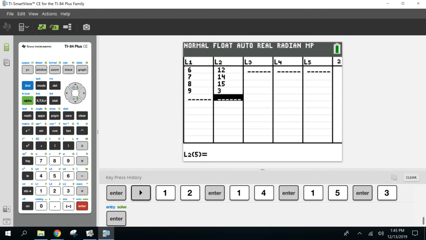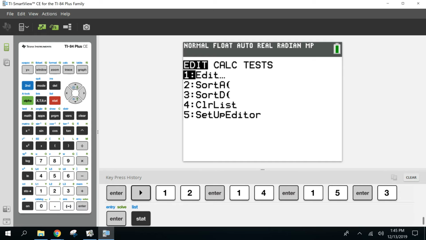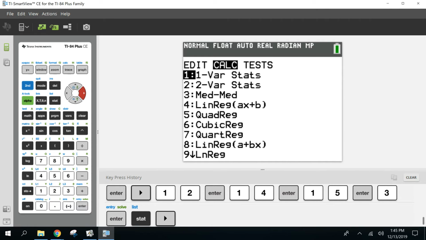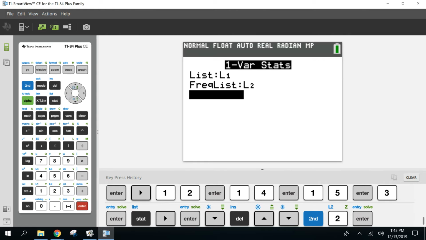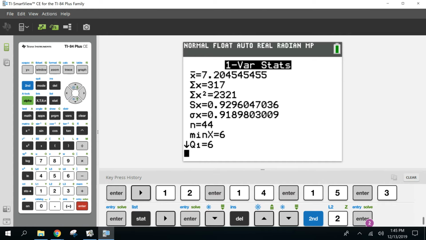All right. And then my paper's telling me I need to find the mean and the median now. So I got all my numbers in. Thanks for helping me with that. Where do I go from here now? Stat again. Calc. Click on 1. How do I get L2 in there? Because that's where my frequency is. Second 2. Calculate. Ooh, that's a lot of numbers. I have no idea what everything means.